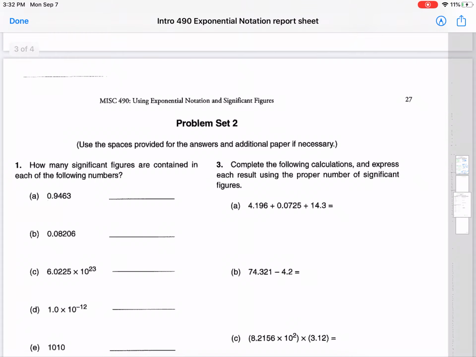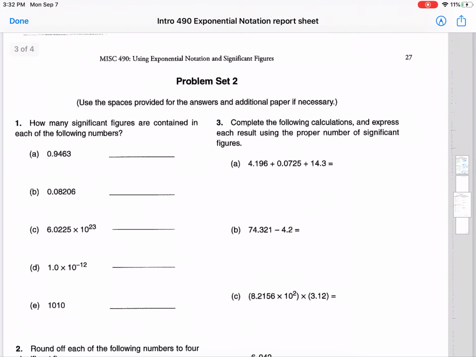Hi everyone, here's the second part of our experiment 1 problem set. So this is about the significant figures. How many significant figures are contained in each of the following numbers?